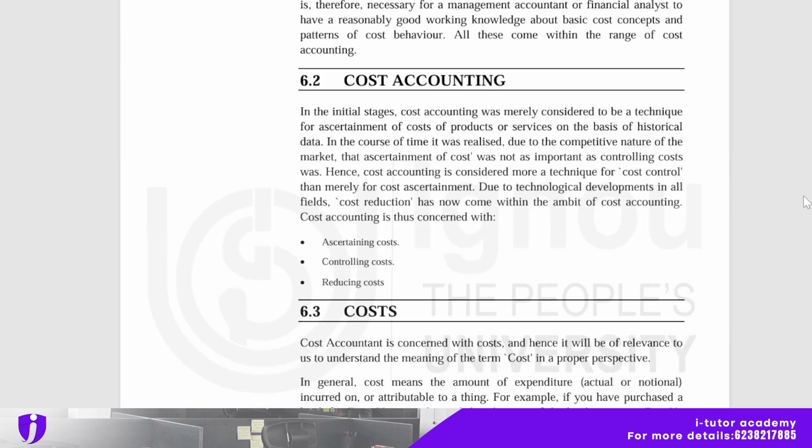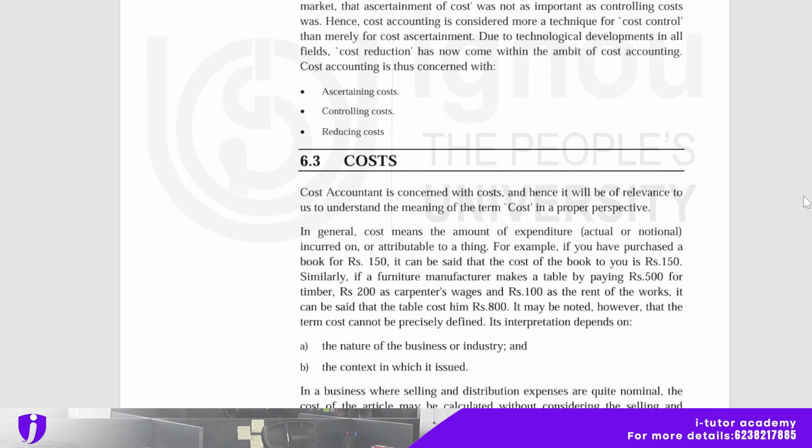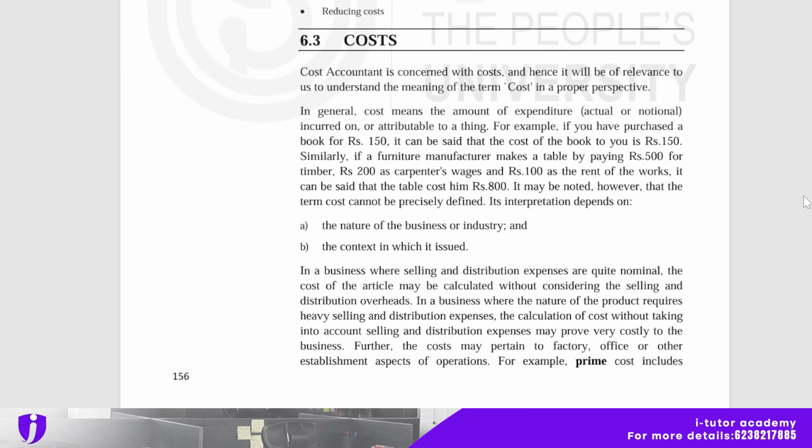So, cost accounting. In the initial stages, cost accounting was merely considered to be a technique for ascertainment of cost of products or services on the basis of historical data. In the course of time, it was realized, due to the competitive nature of the market, that ascertainment of cost was not as important as controlling cost. Hence, cost accounting is considered more a technique for cost control than merely for cost ascertainment. Due to technological development in all fields, cost reduction has now come within the ambit of cost accounting. Cost accounting is thus concerned with ascertaining cost, controlling cost, reducing cost, etc.